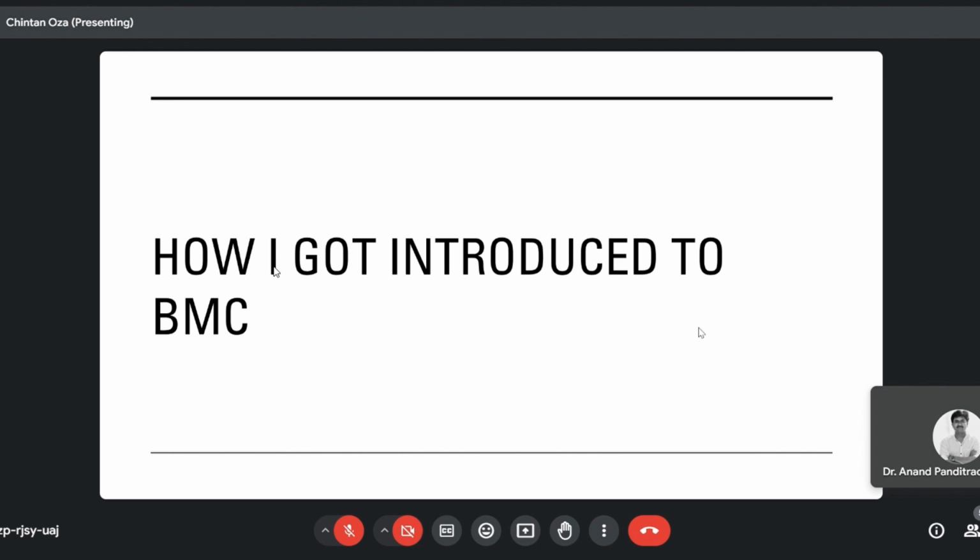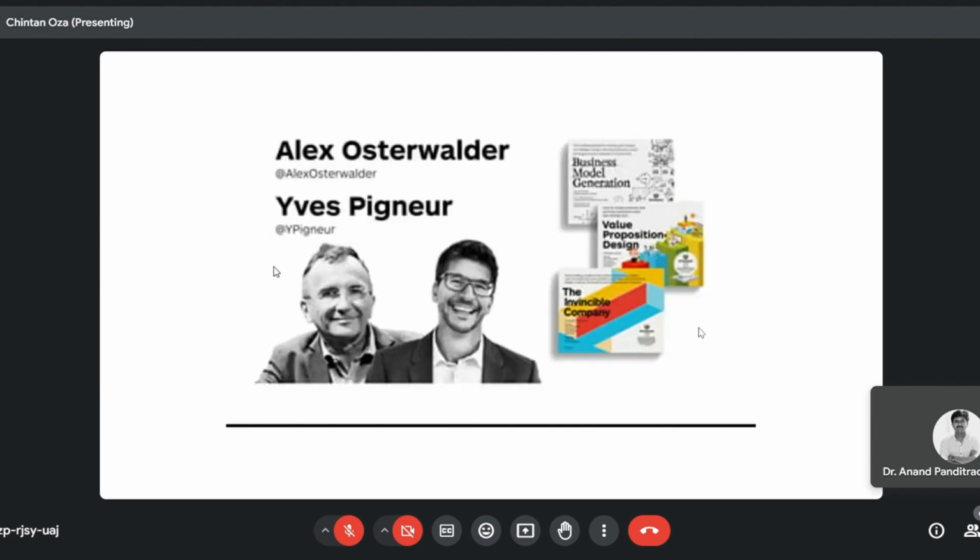So how I got introduced to business model canvas? I was recommended a book and somehow I thought that this book is not something I wanted. But then on my birthday, I got it as a birthday gift, and that is where I got introduced to business model canvas. This book was the first one on the top, Business Model Generation by Alex Osterwalder and Yves Pigneur.